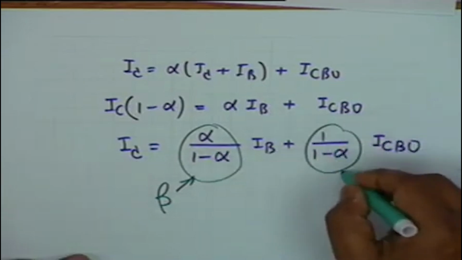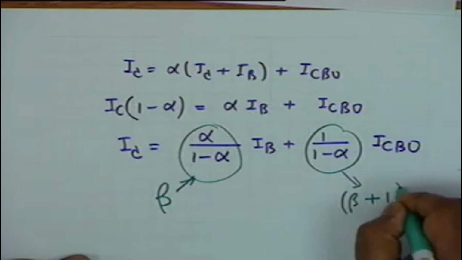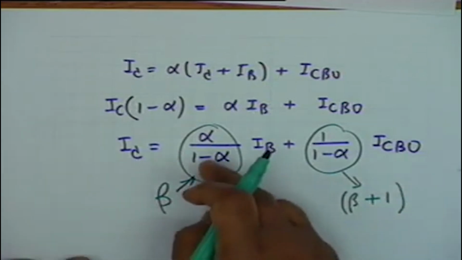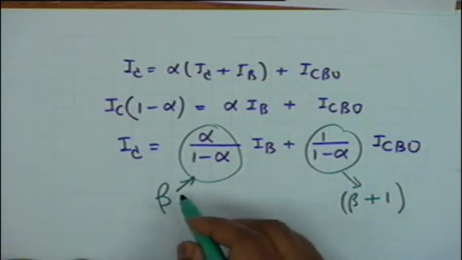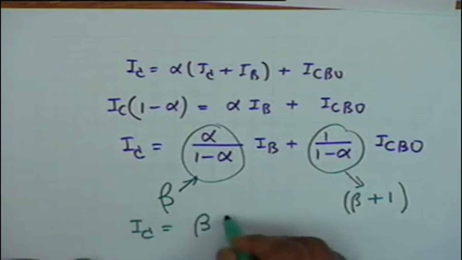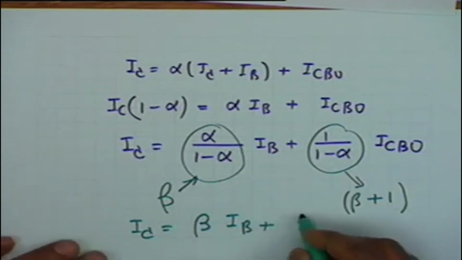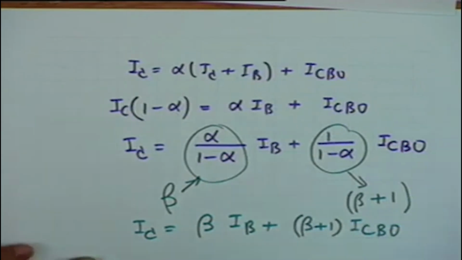Then you can see that 1 by 1 minus alpha is nothing but beta plus 1. Isn't that right? If I add 1 to this, I simply get 1 by 1 minus alpha. Agreed? And alpha is a quantity slightly smaller than unity, beta is a quantity usually much larger than unity, and therefore my relationship is I sub C equal to beta I sub B plus (beta plus 1) I sub CBO.